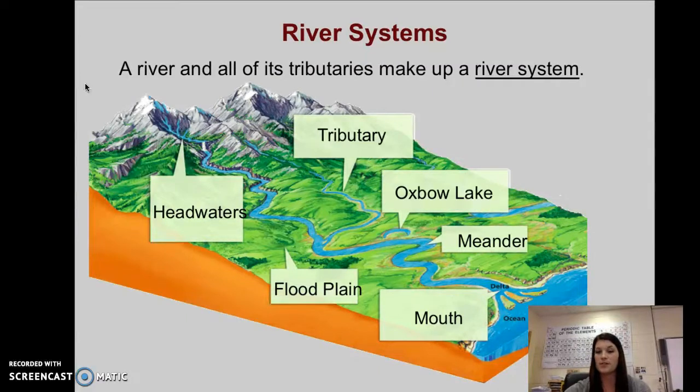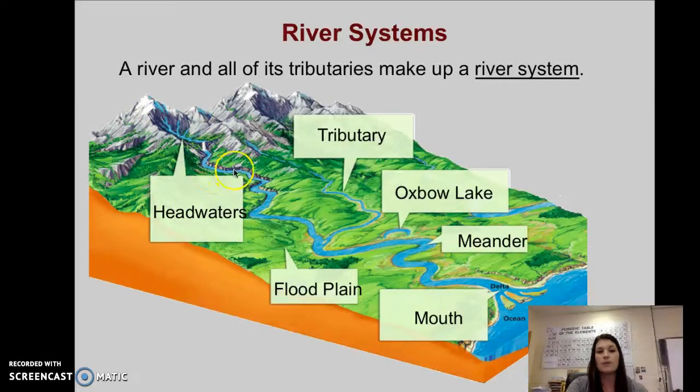I know you've learned about river systems before, probably in social studies class actually, so we'll do a really quick review. A river and all of its tributaries make up a river system. So you have the beginning of the river, so water on earth flows down because of gravity. So usually our river system starts at high elevation, like up in the mountains, and the beginning of a river system is called the headwaters. So where it begins up in the mountains, headwaters.